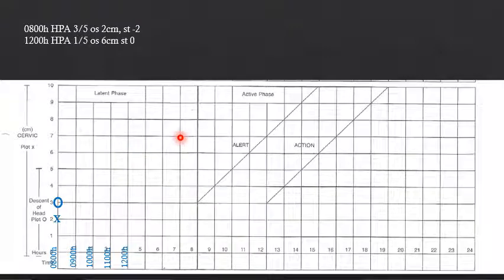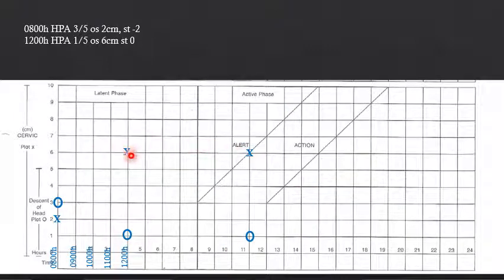Next is at 12 o'clock. The head per abdomen is 1/5. Os is 6 cm. Station is 0. So this is how you're supposed to plot: 6 cm here, and then the head per abdomen 1. At this point of time, it has shifted from latent phase to active phase. So where should you plot this? A lot of you will plot at this line, which is not supposed to be, and I don't understand why, but you're actually supposed to draw on this alert line. So this is how you're supposed to draw.